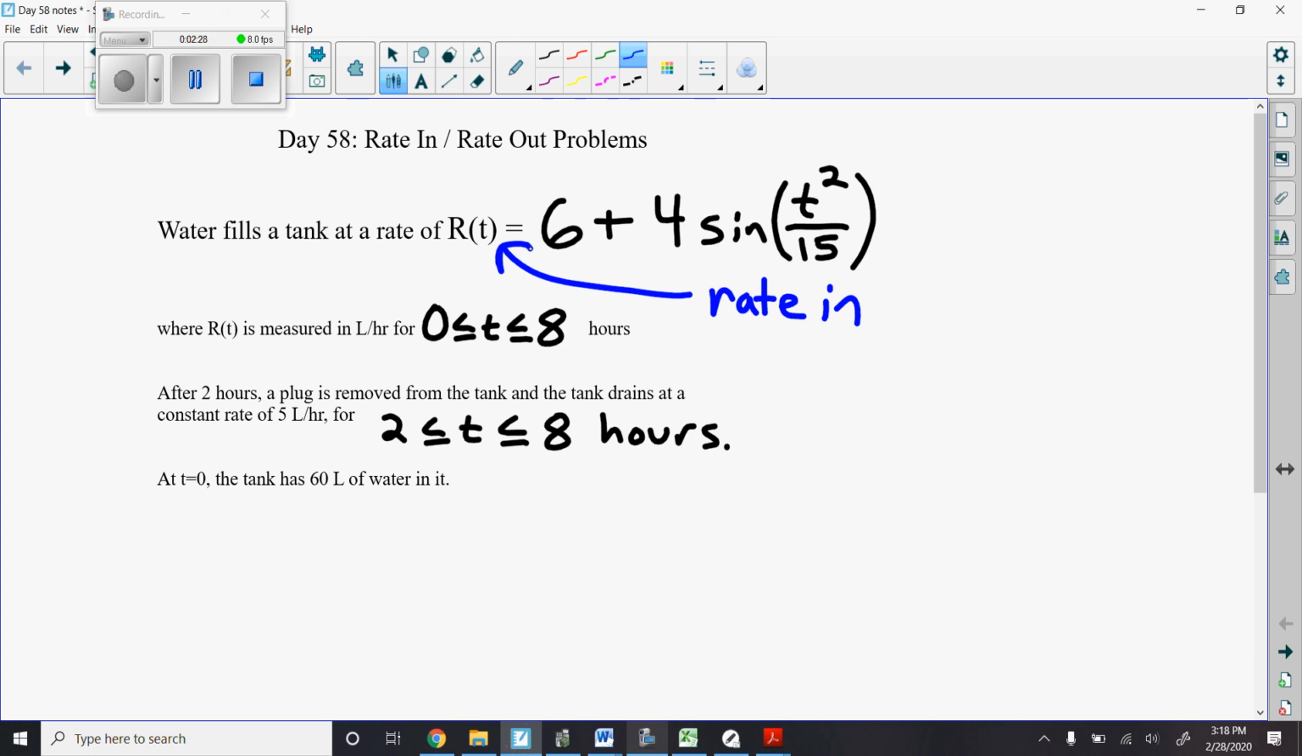But what we have here is it says after 2 hours, okay? So not right at the beginning. Sometimes there'll be a rate in and a rate out where they both start at 0, but sometimes they won't. After 2 hours, a plug is removed from the tank and the tank drains at a constant rate of 5 liters per hour. So that 5 liters per hour, if it's water draining from the tank, that would be called our rate out.